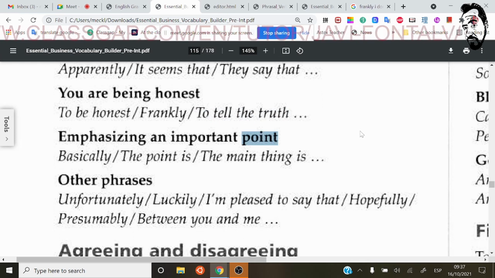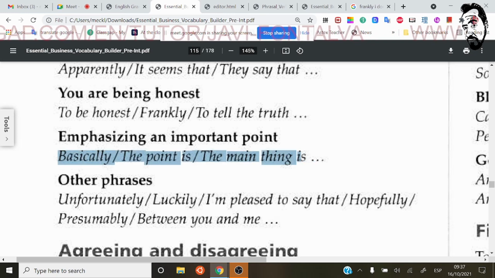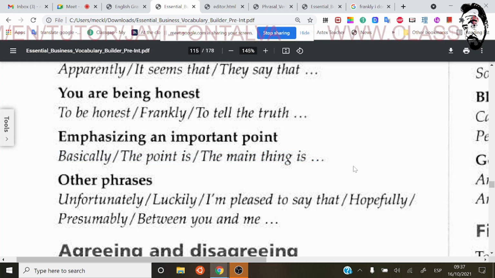Ok. Important. The word point is not punto, okay? It means argumento, punto de vista, cuestión, yeah? So, basically, the point is, the main thing is, okay, can you read those, please? Basically, the point is, the main thing is significaría como decir que lo principal es, lo importante es, o la cuestión es.